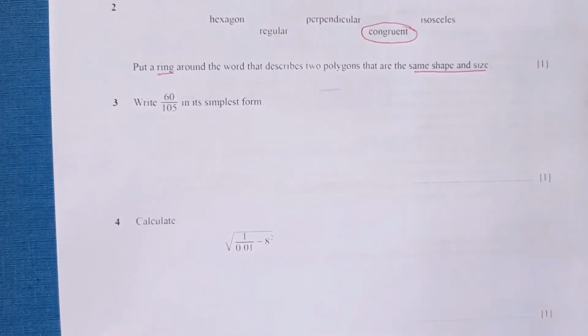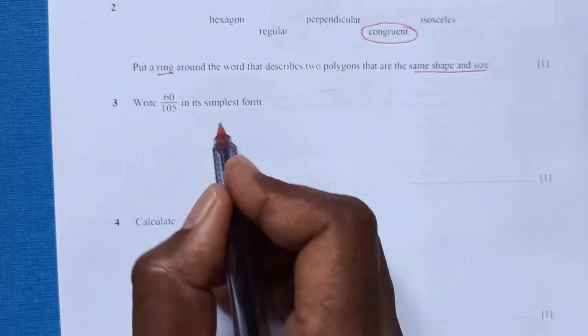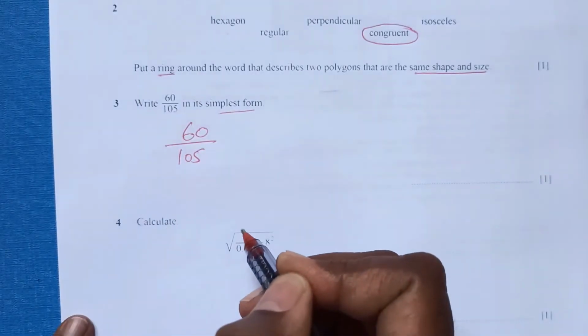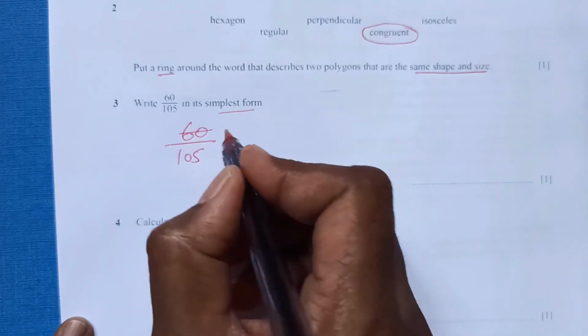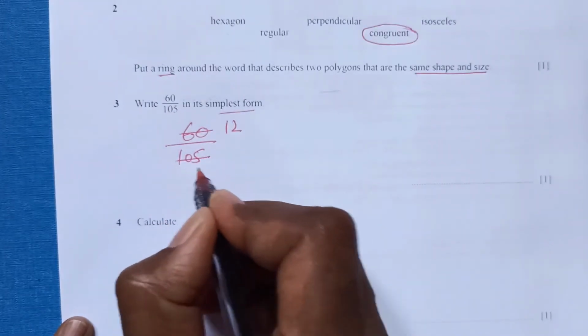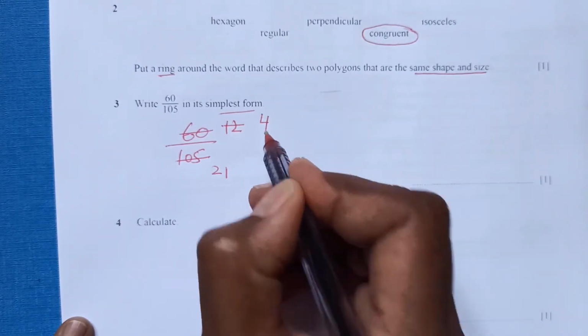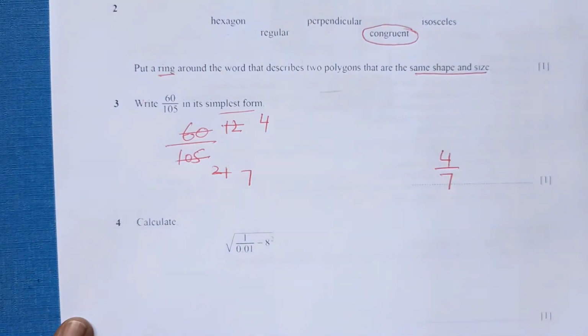Number 3, write 60 over 105 in its simplest form. So 60 over 105. When you simplify this, divide by 5: 12 over 21. Then we can divide by 3: 3 times 4 and 3 times 7. So our final answer is 4 over 7.